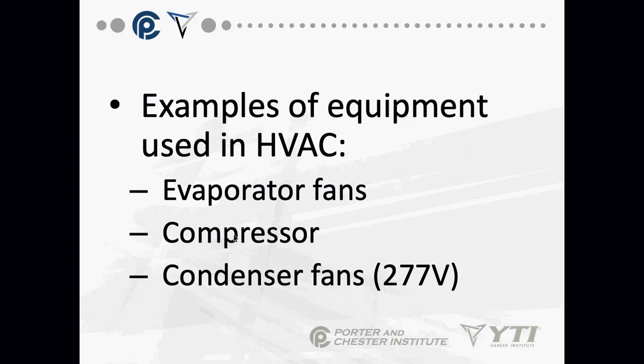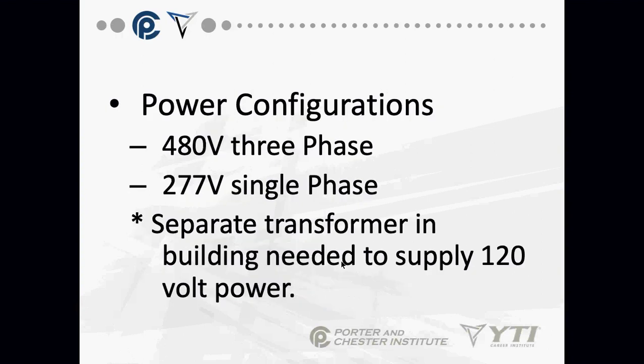We use it for evaporator fans, we use it for compressors. Sometimes we use 277-volt condenser fans. Not all that often, but sometimes you will see that. The power configuration that's available off the 480-volt three-phase source is 480-volt three-phase. We use L1, L2, L3. We can use 277-volt single-phase, L1 to L2, or L2 to L3, or L3 to L1.